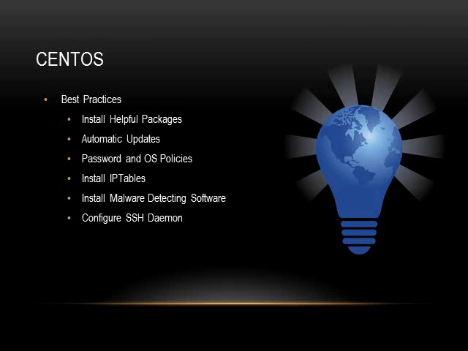In this slide, we'll talk about CentOS's best practices. The first step to best practice is to install helpful packages, such as tcpdump, MTR, zsh, Perl, and logrotate. This will help you with networking issues if you ever get stuck. Next is to apply automatic updates, or automatic yum updates. This is very important in case something comes out. You'll be the first one to have it.